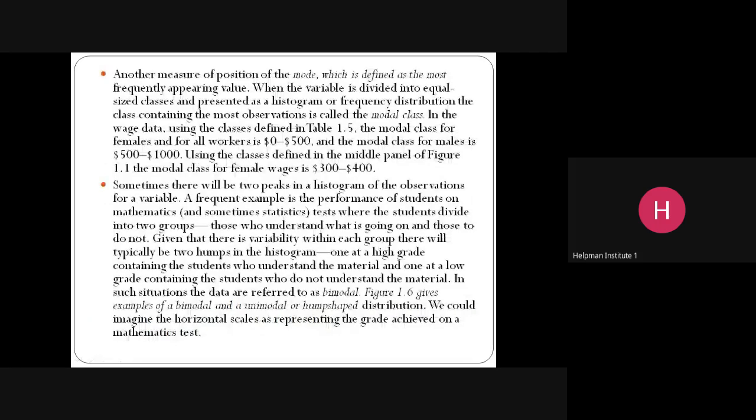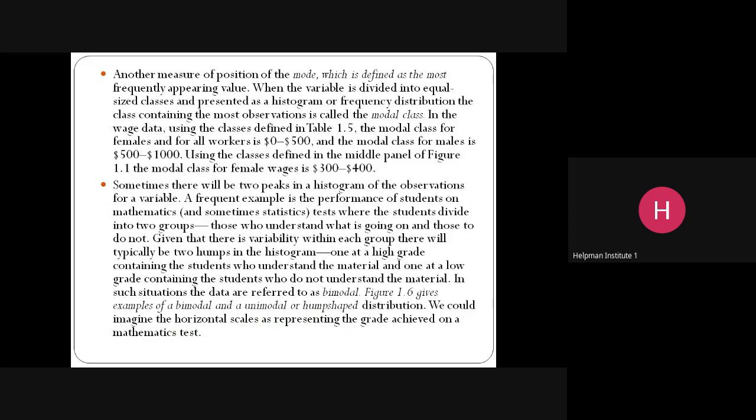So it's possible for an observation to have two modes. A frequent example is the performance of students on mathematics and sometimes statistics tests, where the students divide into two groups, those who understand what is going on and those who do not. So given that there's variability within each group, there will typically be two humps in the histogram, one at a high grade containing students who understand the material, and one at a low grade which contains students who do not understand the material. So we see on the histogram we have two peaks. So that gives us a bimodal.